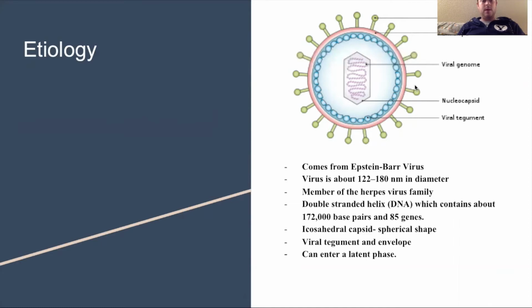Next, there's the nucleocapsid. The capsid is icosahedral, which means spherical shaped. This capsid is also made of proteins which help to protect the viral DNA inside of it. The double helical DNA of this virus contains about 172,000 base pairs and 85 genes. Once it enters into the host cell, it can enter the latent phase, which means it's in the cell but isn't causing any trouble.